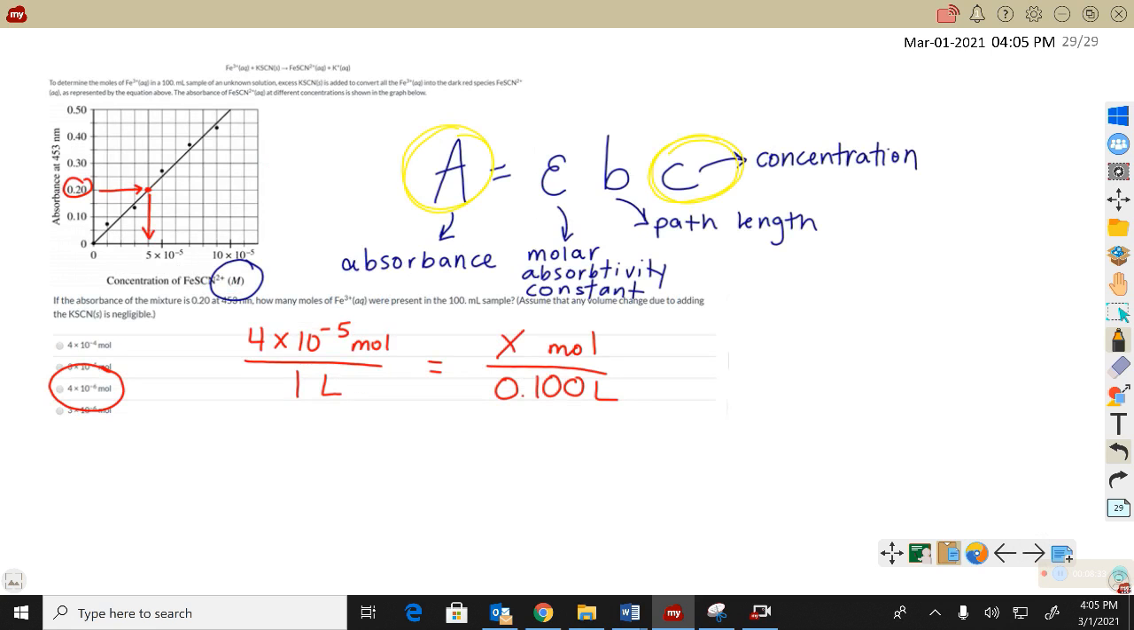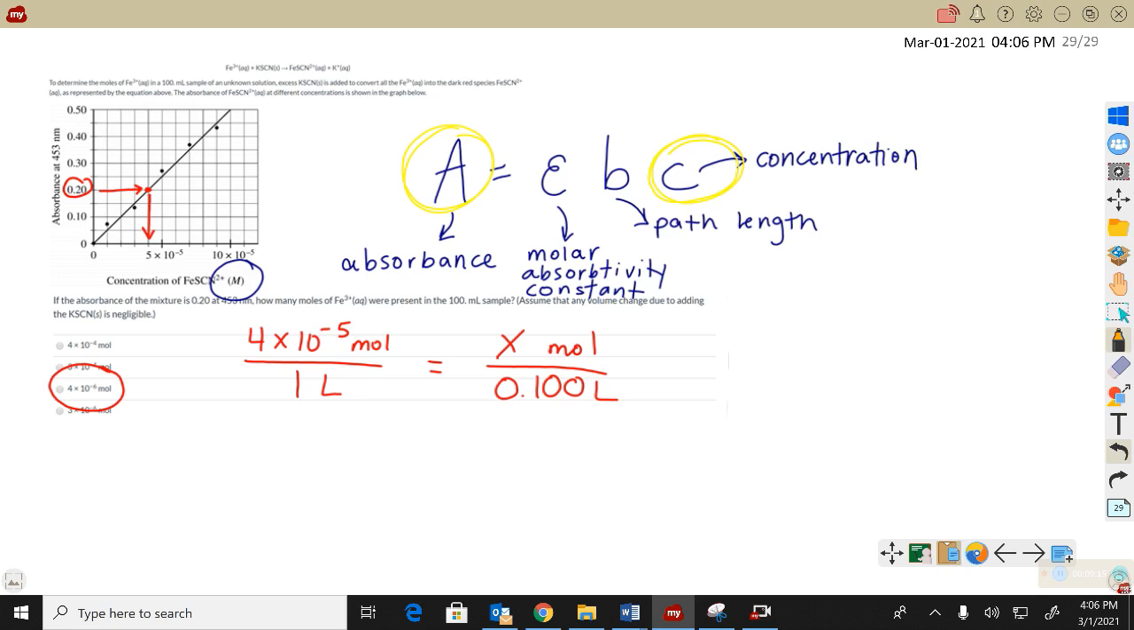And finally, I like this one: to determine the moles of iron 3 ions in a 100 milliliter sample of an unknown solution, excess potassium thiocyanate is added to convert all of the iron plus 3 into a dark red species of this iron thiocyanate ion, as represented by the equation above. The absorbance of the iron thiocyanate at different concentrations is shown in the graph below. So it looks like the absorbance is increasing as I form more of this iron thiocyanate ion. That would be the colored ion.